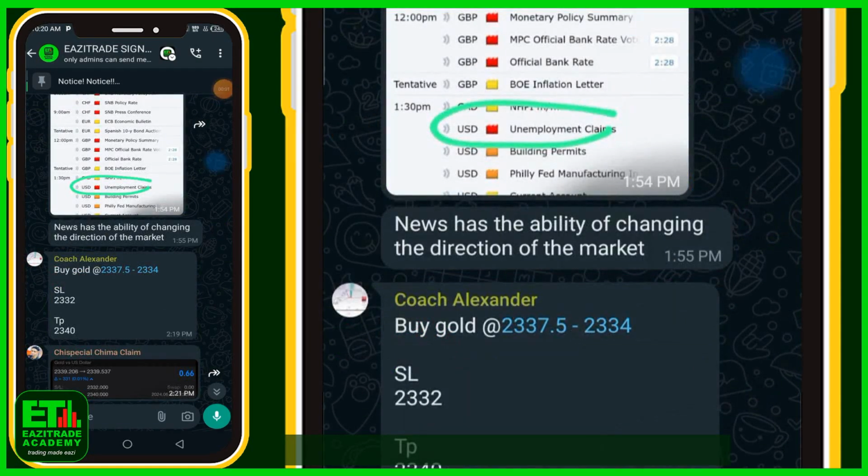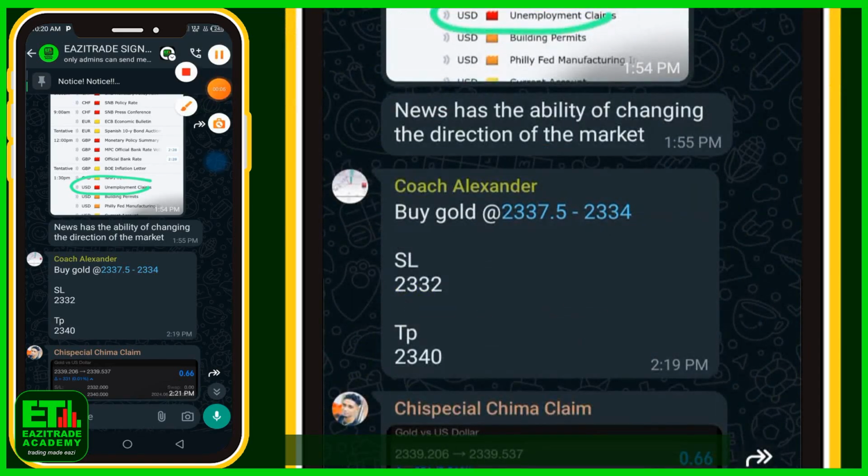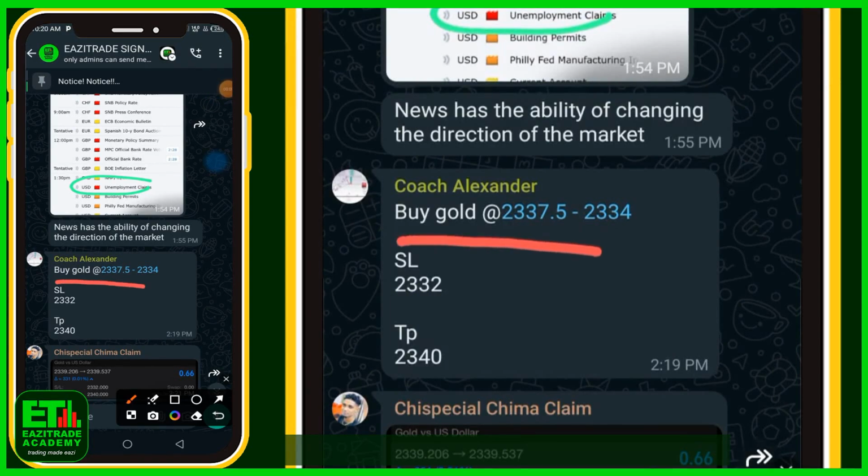So lastly, we'll be looking at Coach Alex's signal call. As stated by him, he said buy gold at 2337.5 to 2334, which simply means if you are taking this trade on your MT5, all you have to do is either use the highest entry price, which is 2337.5, or the least entry price, or any price within this range, right?